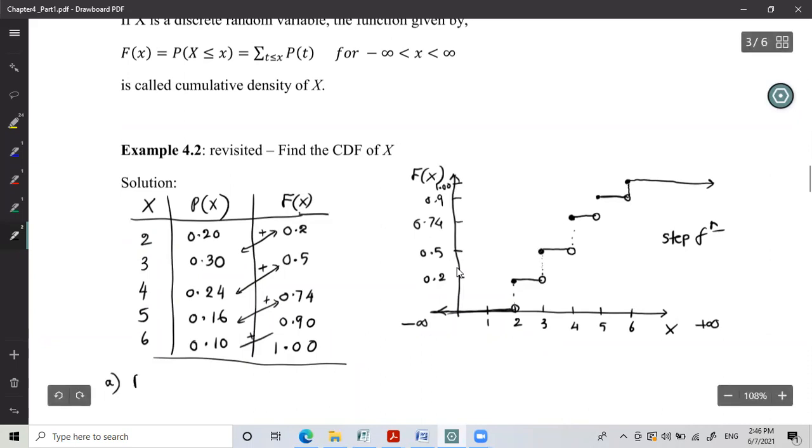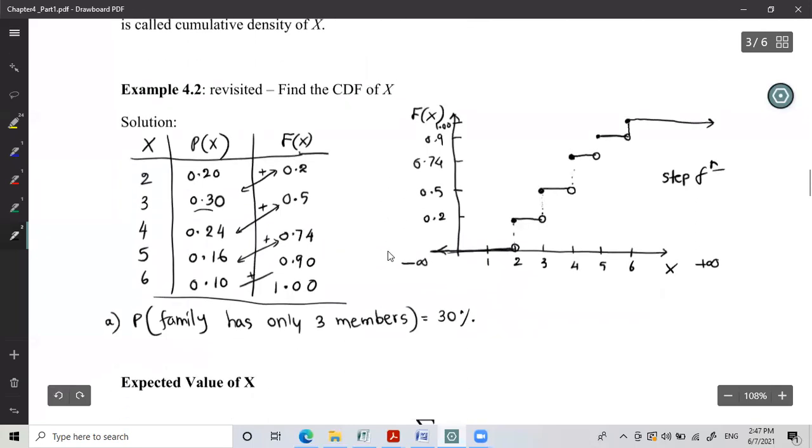So that is just an estimate or a probability or a chance. So you can say the probability that a family in this village has only 3 members. What is that probability? You simply look at the table. What is it? 30%. Okay. So based on that sample, you can assume that in this village 30% of families have only 3 members. Or, I'm going to use the notation now, this is probability X equals 3, exactly 3.